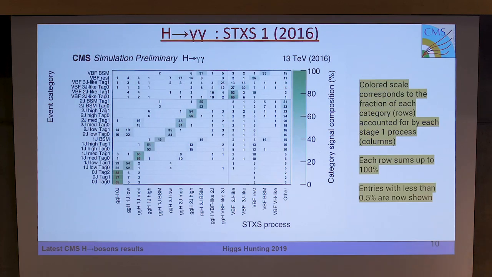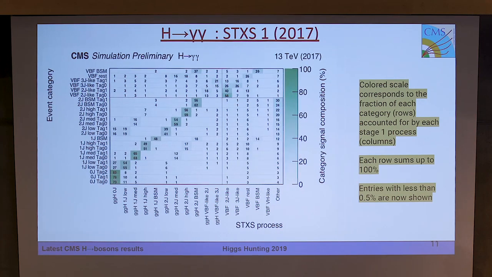So this is the matrix of events which shows you the contribution of each event category in the simplified template cross section bins. The colored scale here is the fraction of each category, which is basically the rows, counted by each stage 1 process, which are the columns. So each row by definition sums to 100%. You see some empty bins which actually are removed because the entries were less than 0.5%. Similarly, you see the similar plot for 2017.